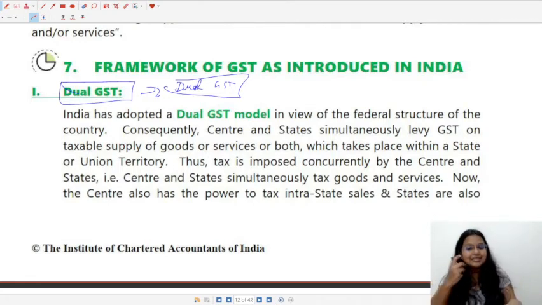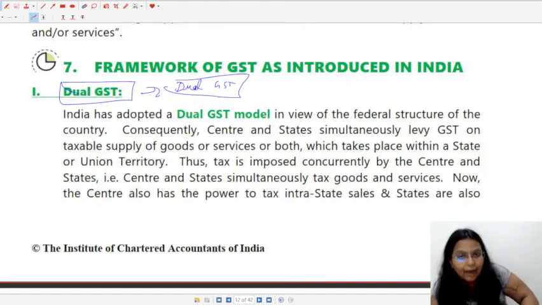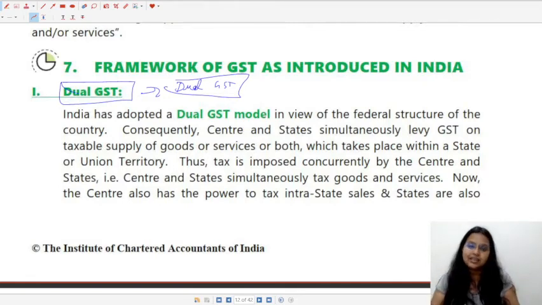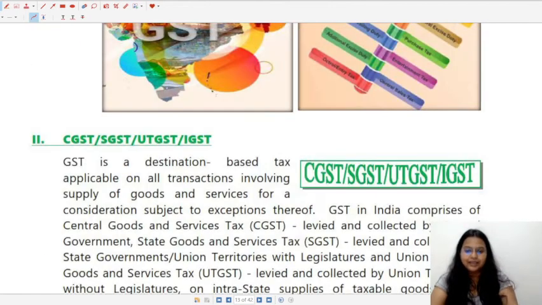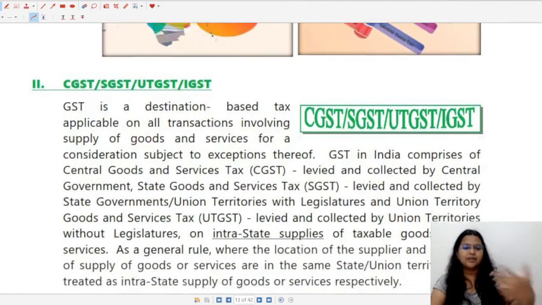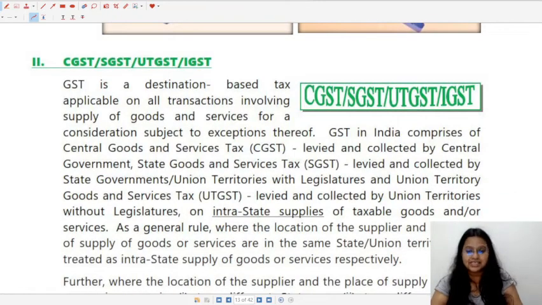Okay, so in this case, what is going to happen? There is a dual GST model because India has adopted a dual GST model in view of the federal structure of the country. Consequently, the state as well as the center simultaneously levy GST on the taxable supply of goods and services. Okay. Now, the next part is what is the meaning of CGST, SGST, UTGST, IGST.